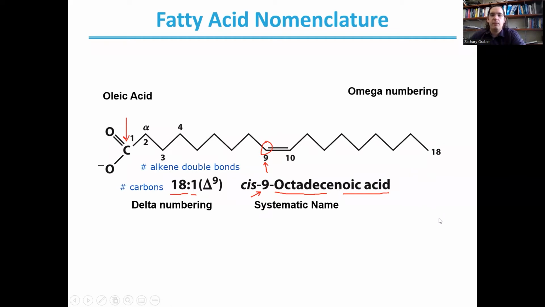There's also a separate omega numbering system that would number our alkenes from the back of our carbon chain. So if we're using omega numbering, we would refer to this as 18:1 omega 9. So we, of course, still have the same number of carbons and the same number of double bonds, but now we're counting from the back. And what we see here is that it actually also happens to be at the 9th carbon, whether we count from the front or the back.